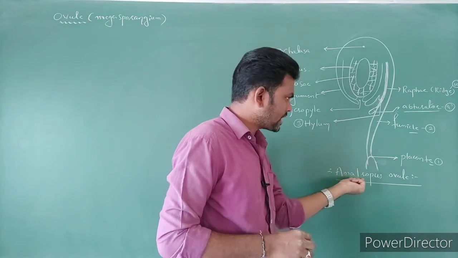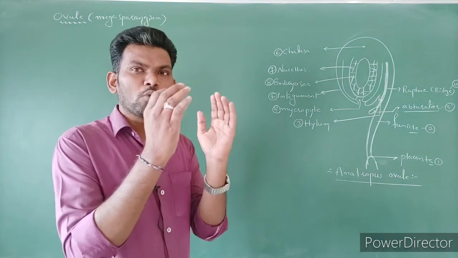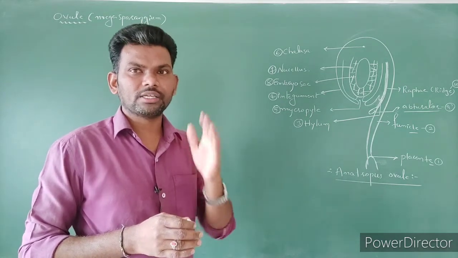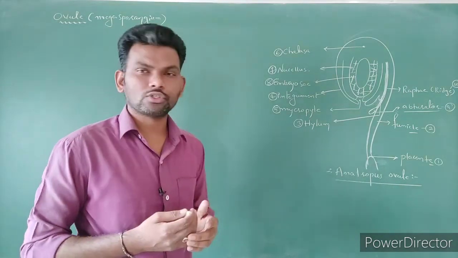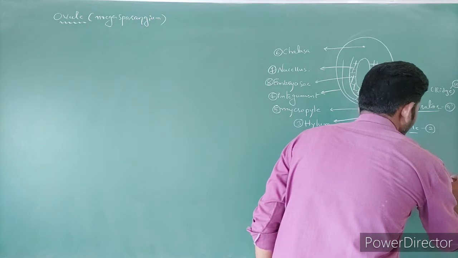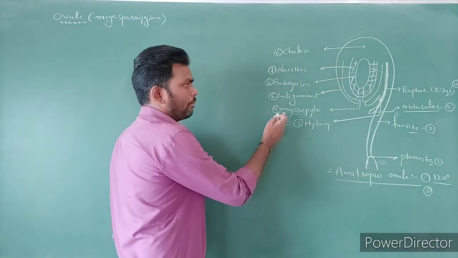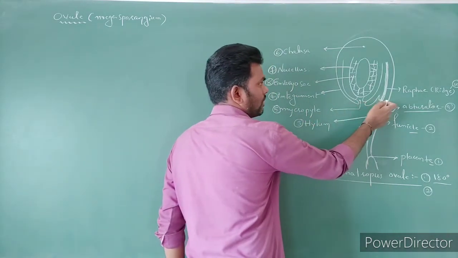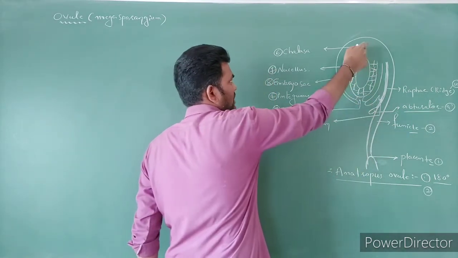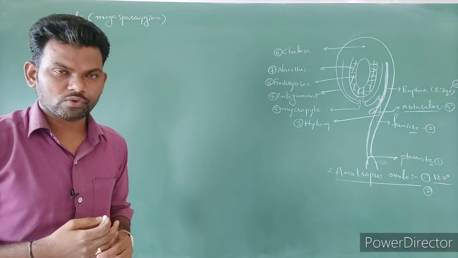In NCERT one diagram is given. Ovule structure is clearly given, the anatropous ovule. Actually, what is anatropous ovule first? Here the ovule body is going to bend, it is going to curve nearly 180 degrees. Such an ovule we can call as anatropous ovule. First we have to write this point: the ovule is bent nearly 180 degrees.